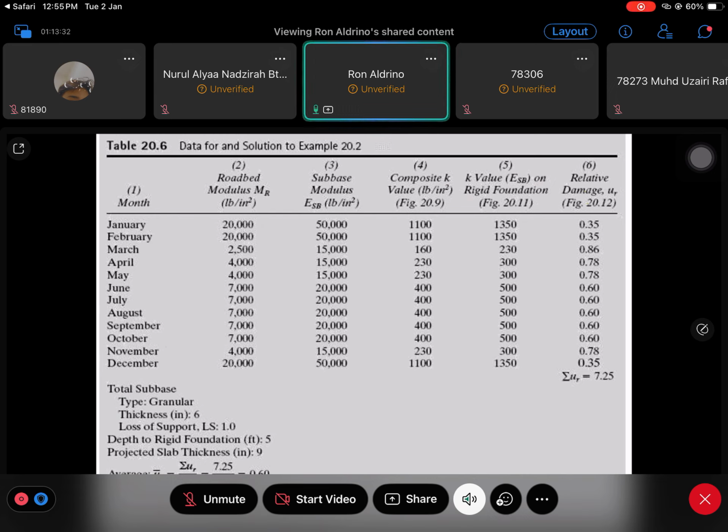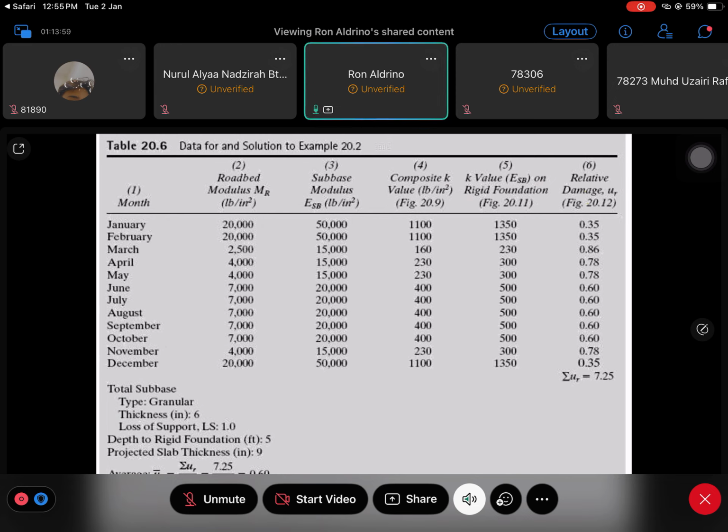You need to know what is the roadbed modulus in January, February, March, April, May, June, July, August, September, October, November, and December, as well as the subgrade modulus, ESB, for the 12-month period. So the first data that you need to know is number 2 and number 3. You need to know that.